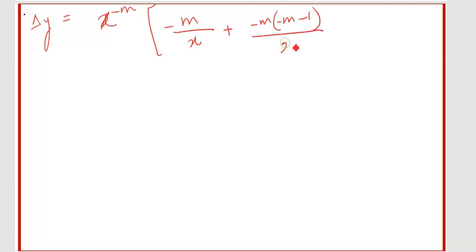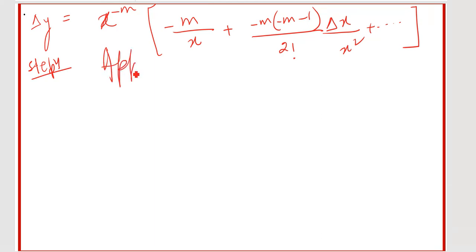these are just the lengthy question, but if you will practice 2 or 3 times, it will be easy. So here we have x raised to power minus m over x plus minus m into minus m minus 1 divided by 2 factorial delta x over x square plus so on. Now step number 4, and in step number 4 we have to apply limit. So apply limit delta x tends to 0 on both sides.